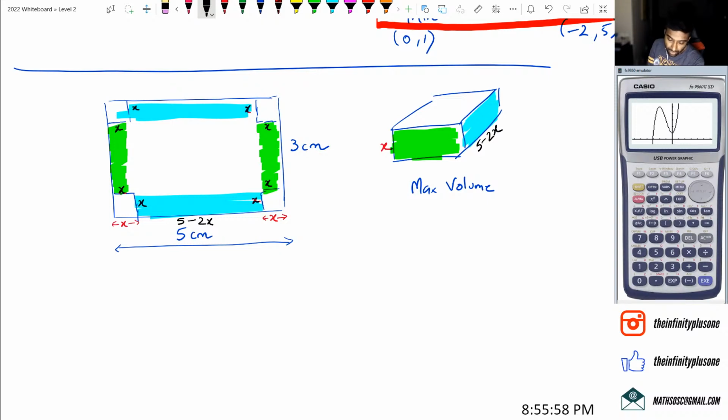Next, we're looking at the green part, right? The green part, it says it's 3. So it's x from there, which means the green part is going to be 3 minus 2x.